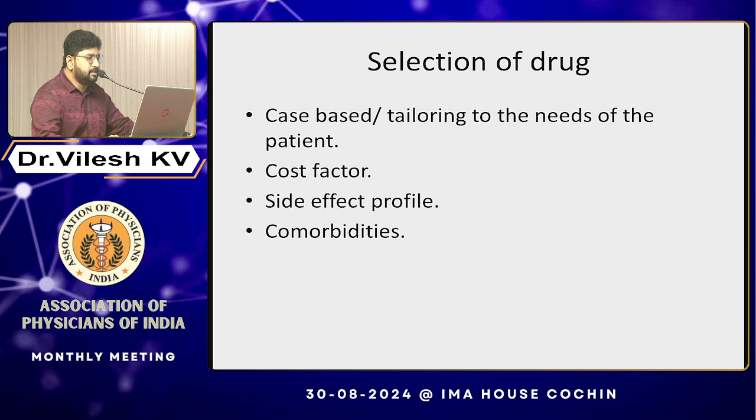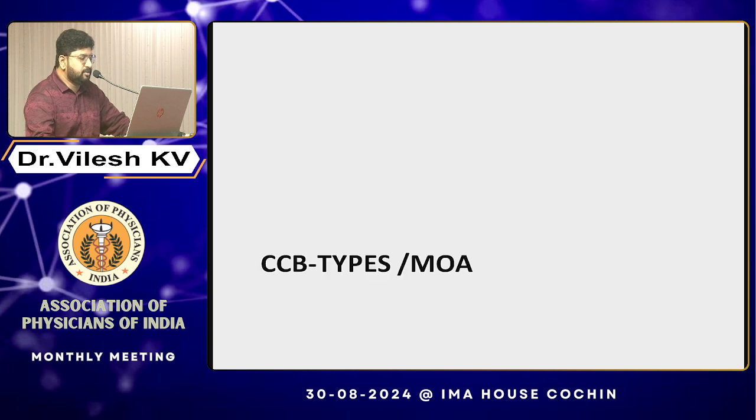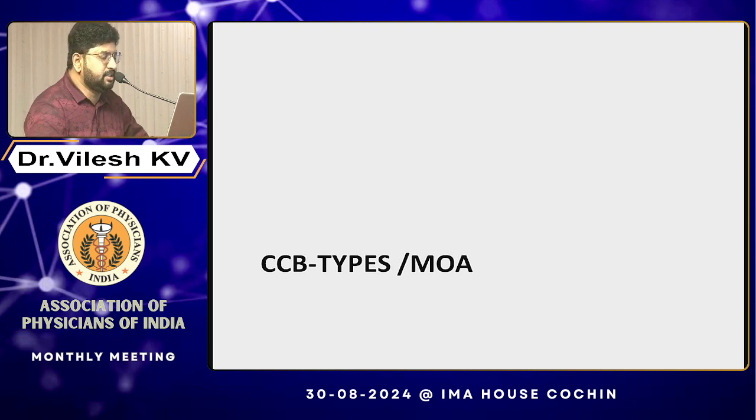So when you select a drug, the main thing which comes to our mind is it should always be case-based, tailored to the needs of that patient. Definitely cost is a factor in our society, along with the side effect profile of the drug, comorbidities, and the current scenario. So before going into this, we should dig into a little bit of literature and find out if we are missing something and how we can come to a conclusion.